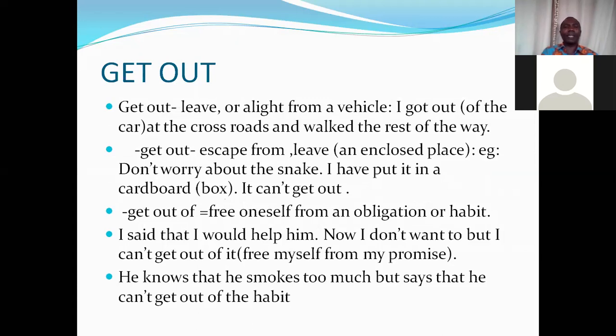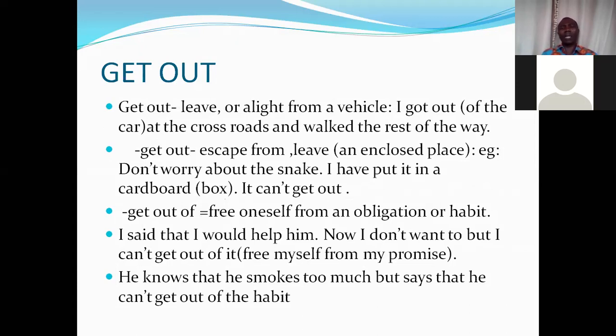Good. So we have "get out". Get out means to leave, alight from a vehicle. For example, I got out of the car at the crossroads and walked the rest of the way. Get out also means to escape from, or leave an enclosed place.